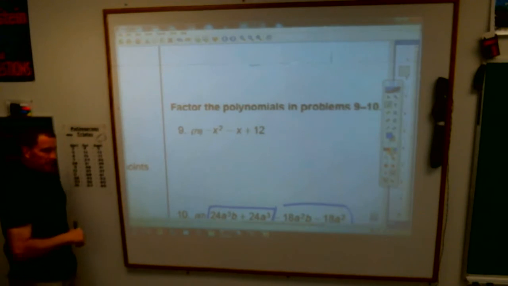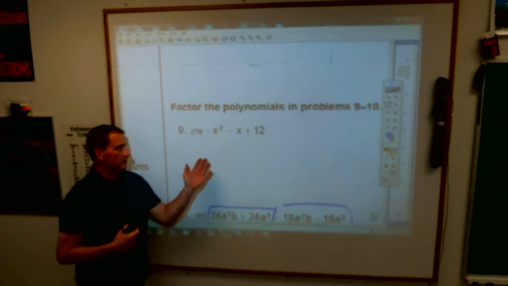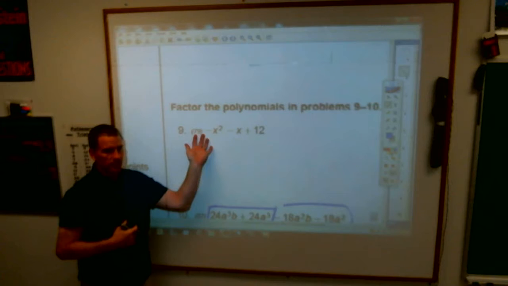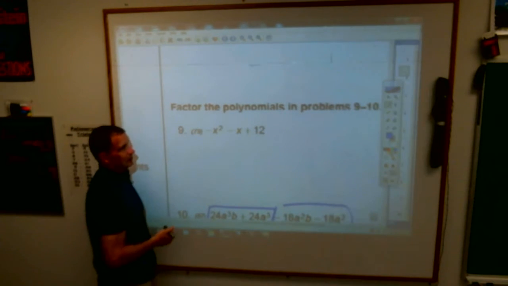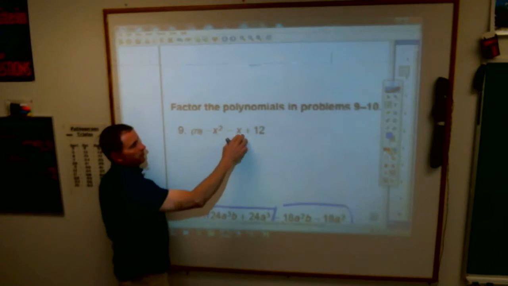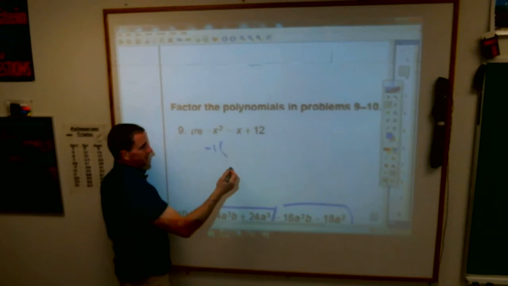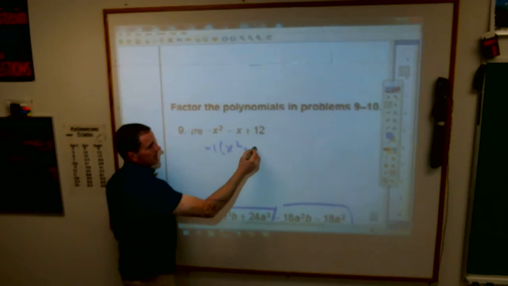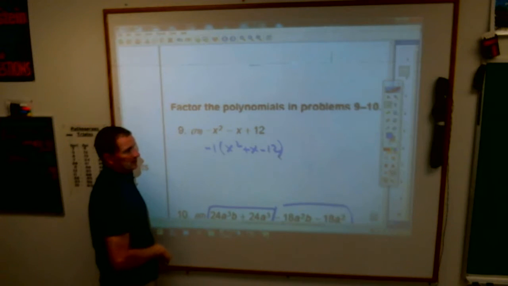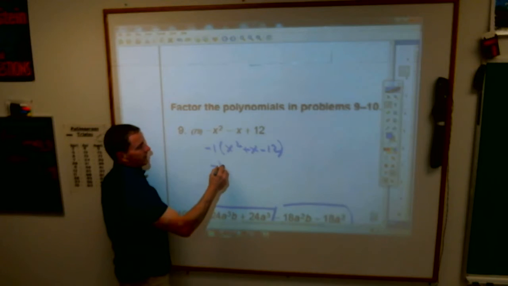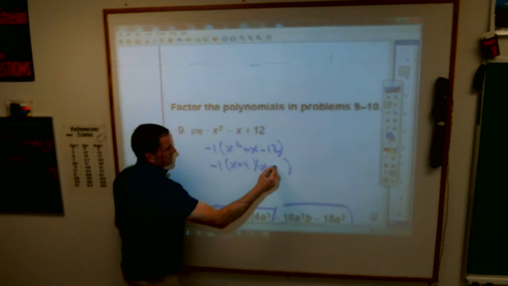For problem number 9, let me give you a helpful hint for the rest of your future mathematical careers. Anytime you factor something, it's never good to have a negative first term. It can be done, but to make your life easier, first change everything to its opposite by factoring out a -1, which just changes the sign of everything inside, because that is easier to think about. So when you factor this, you should have -1 times x plus 4, x minus 3.